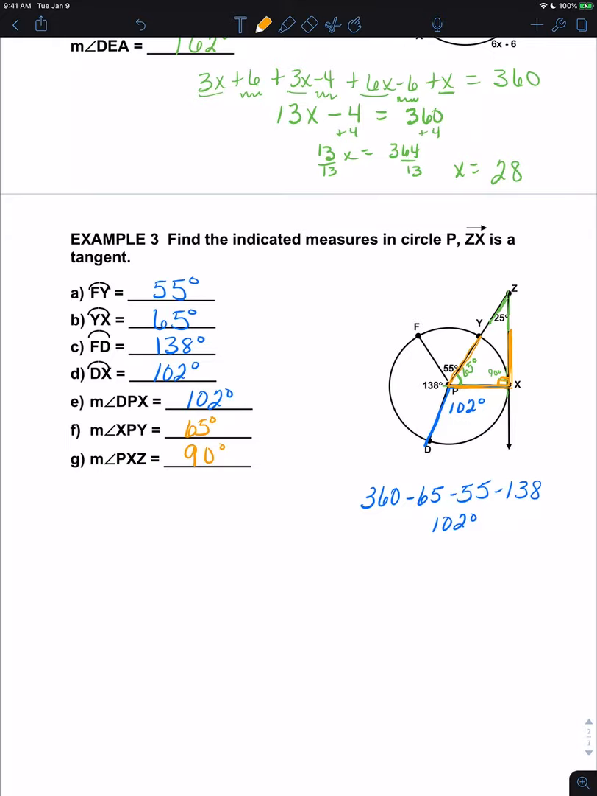So again, it's just a puzzle. You're just having to figure it out. As you saw, I labeled everything inside my circle first and then answered the questions. So it might be good to put those pieces together, get all those measurements filled out on the circle, and then go answer your questions. It just makes it a whole lot easier.